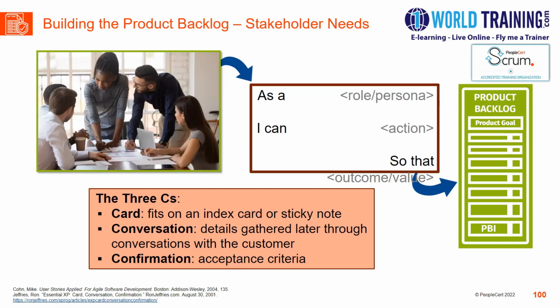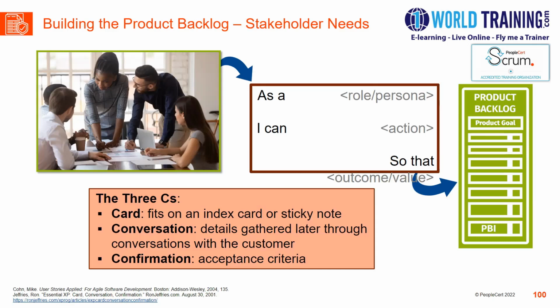Mike Cohn in user stories basically says, as a role or as a persona, I can take actions so that outcome or value. So this statement is simple yet powerful, and it provides enough information for the Scrum team to understand a particular need of a stakeholder. It can also be used to document other types of product backlog items such as changes, defects, improvements, etc. if desired.